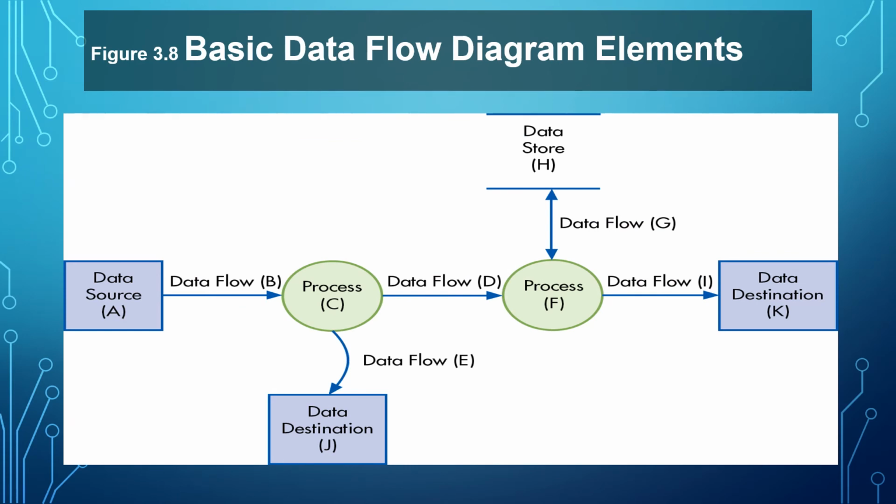So you can see here the basic data flow diagram elements. We have the data source. This is the starting point, and it should have an ending destination at a certain area, and within it there will be a process. In this case we have two processes, and the two lines represent the data store.